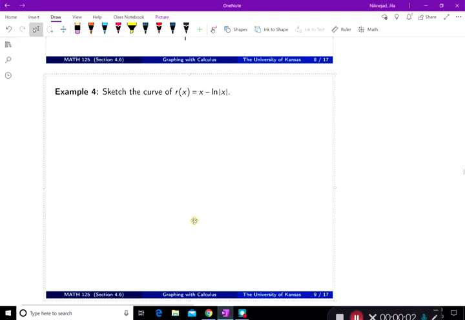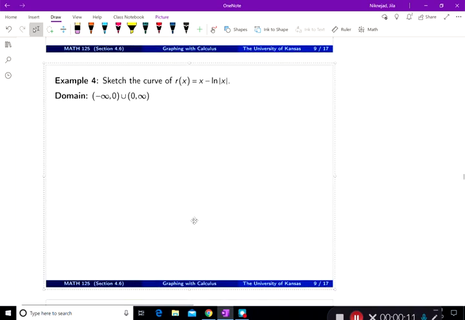We're continuing on section 4.6. This time we're sketching the graph of r of x equal to x minus natural log of absolute value of x. Domain: the only place that is not allowed is x equal to 0, so it's negative infinity to 0 and 0 to infinity.